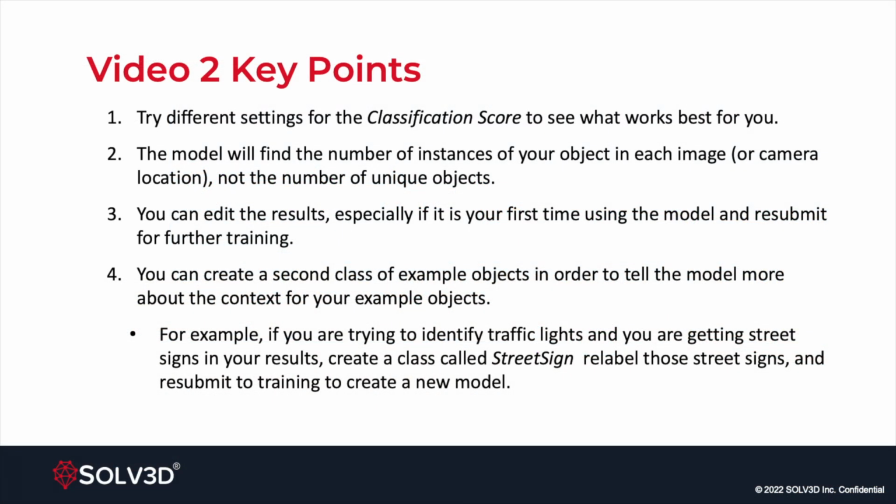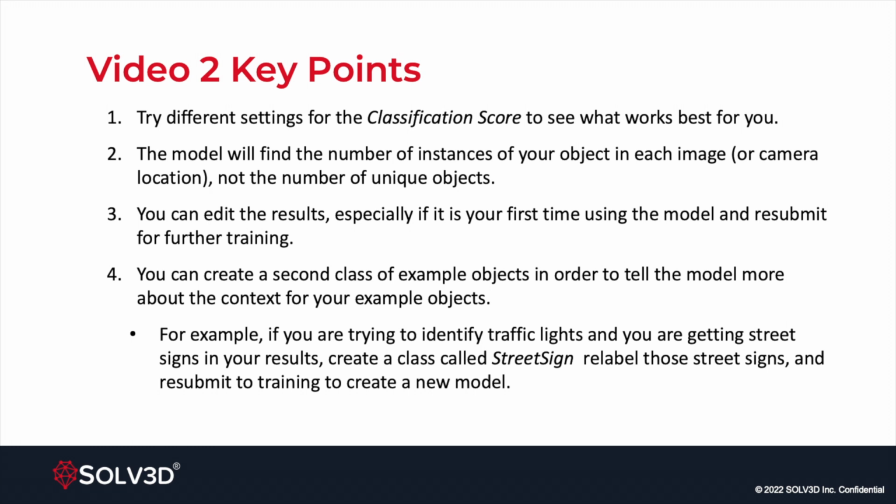There's quite a few key points in this video, so let's start at the top and review them. First, when you're doing your object identification, be sure to try a number of different settings for your classification score. It will depend upon the model you're using and the data that you have, and of course the results that you need. The model will find the number of instances of your object in each image or camera location, not the total number of unique objects.